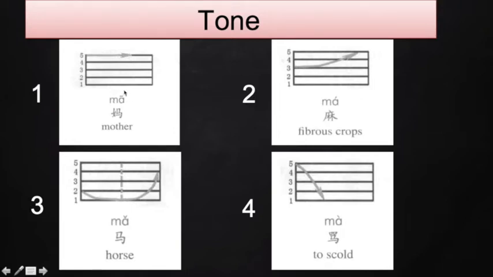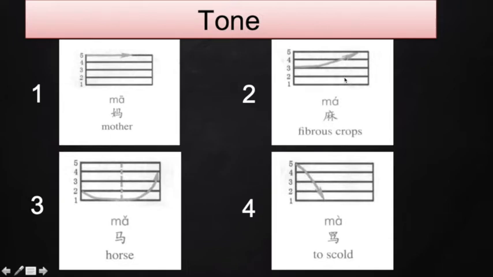Okay, so listen and repeat with me. Ma, ma, ma. So this was the first tone. How about the second tone? Look at here. What numbers do you see here? We see number 3 here and 5. So the second tone is a rising tone. It goes from number 3 to 5. So listen and repeat with me.